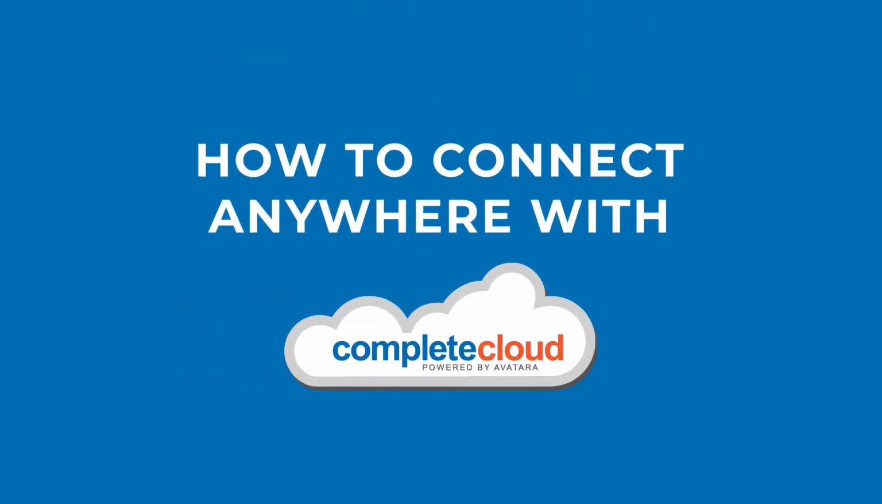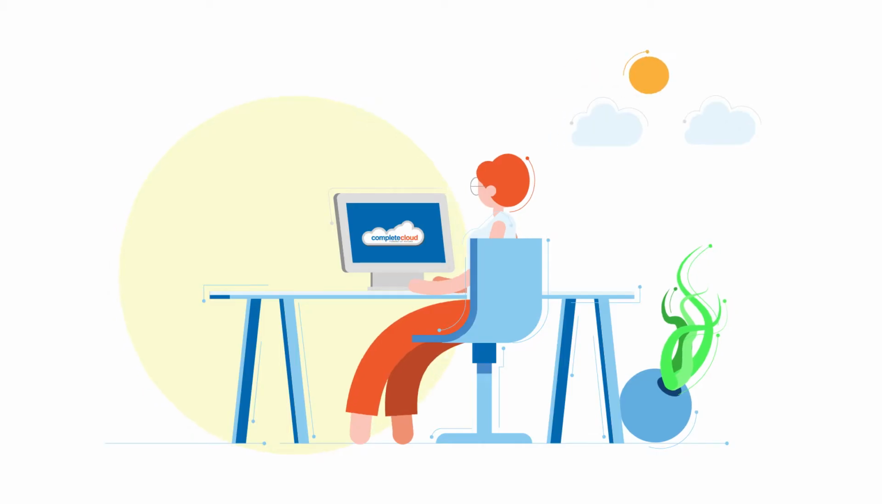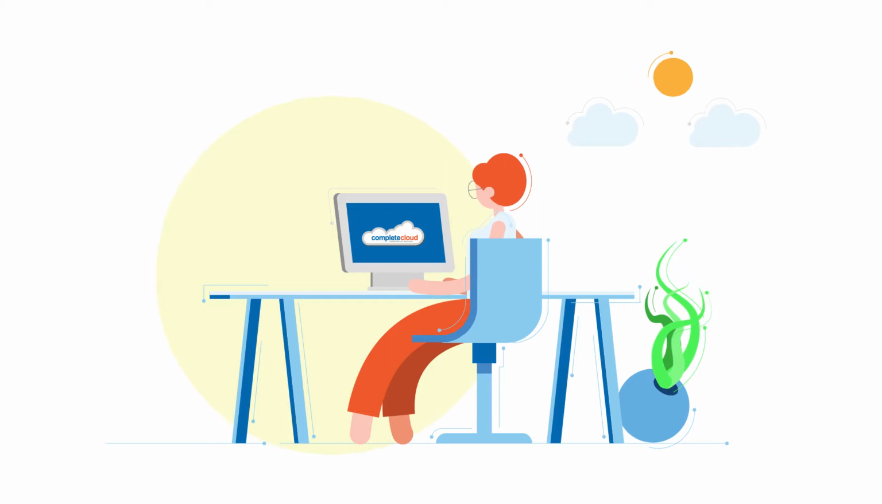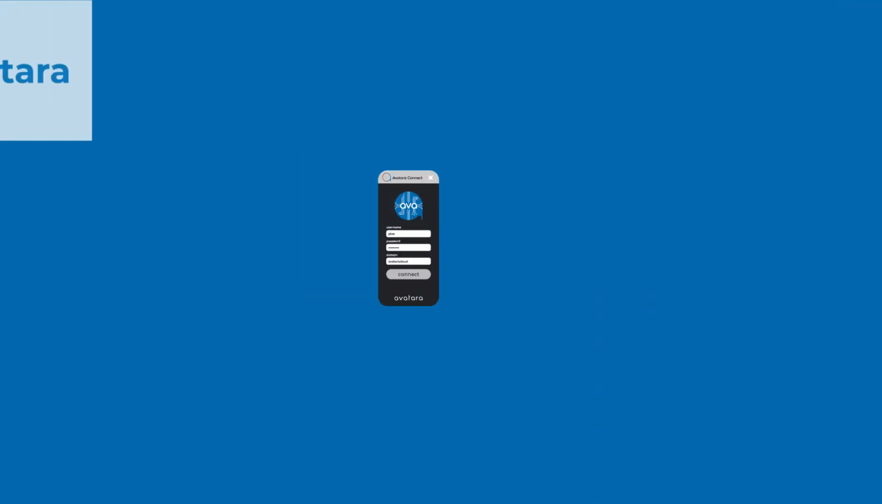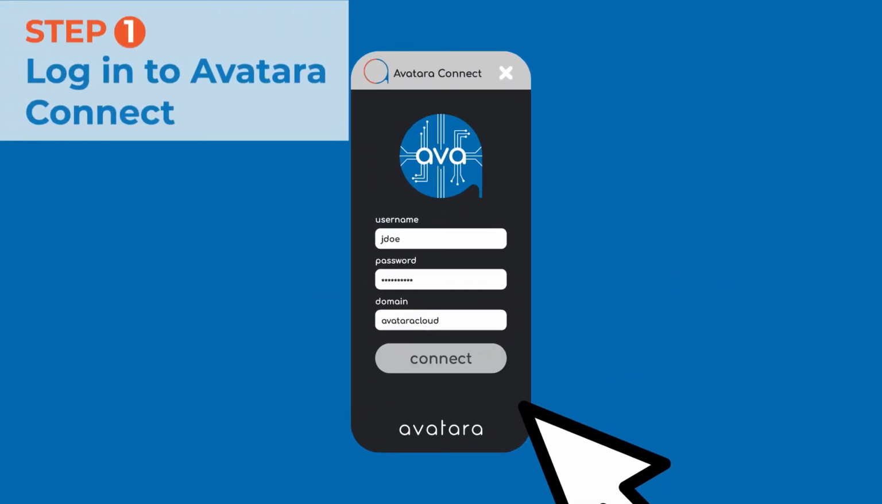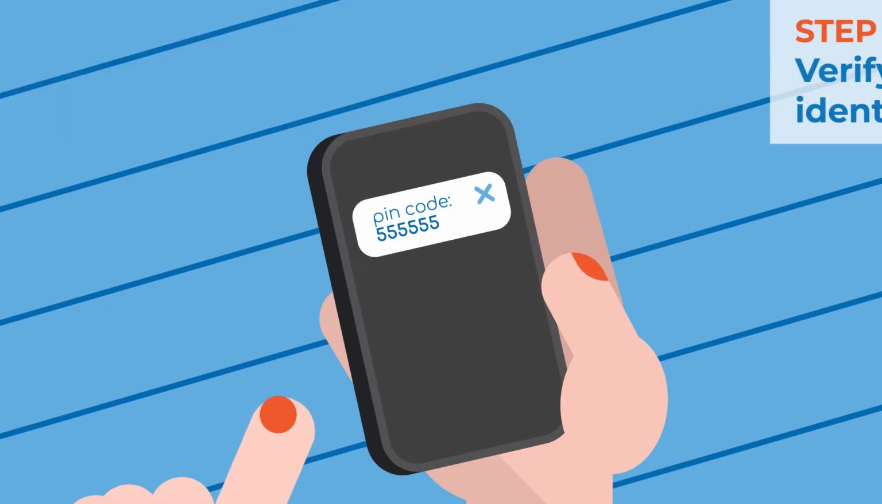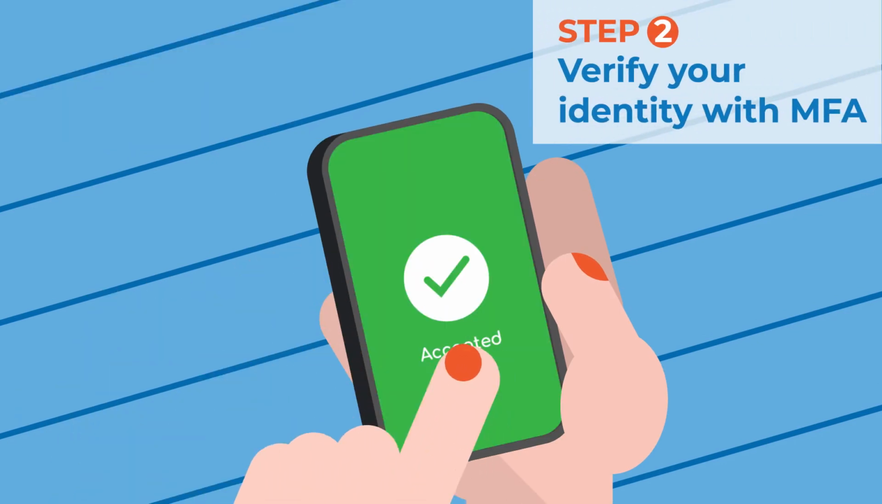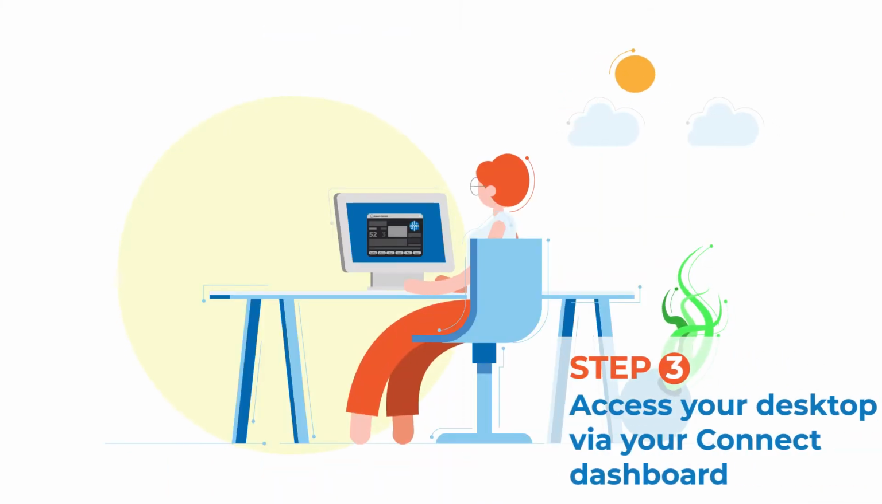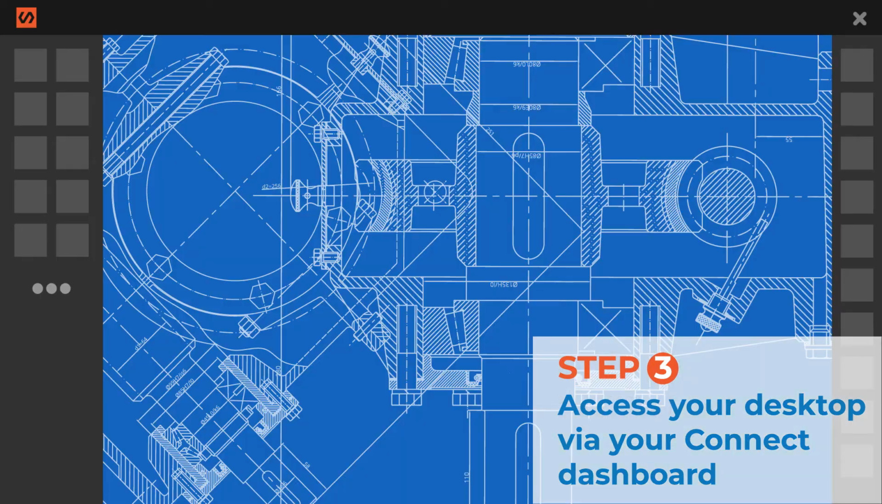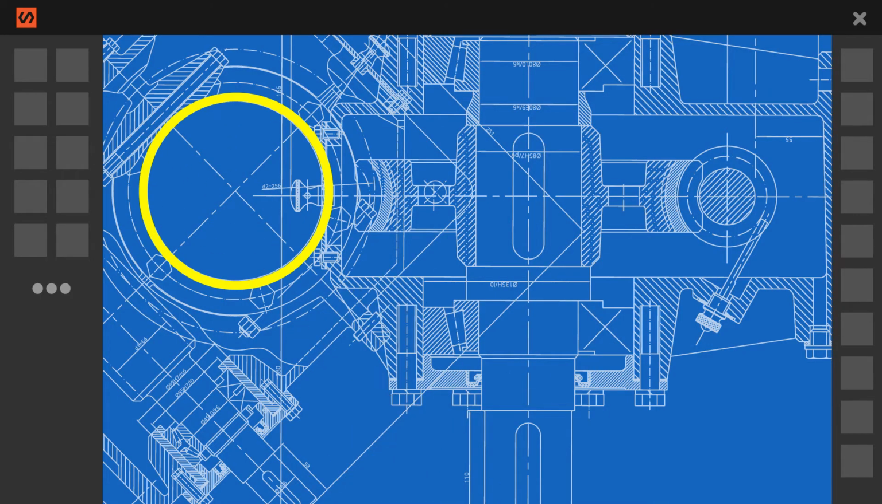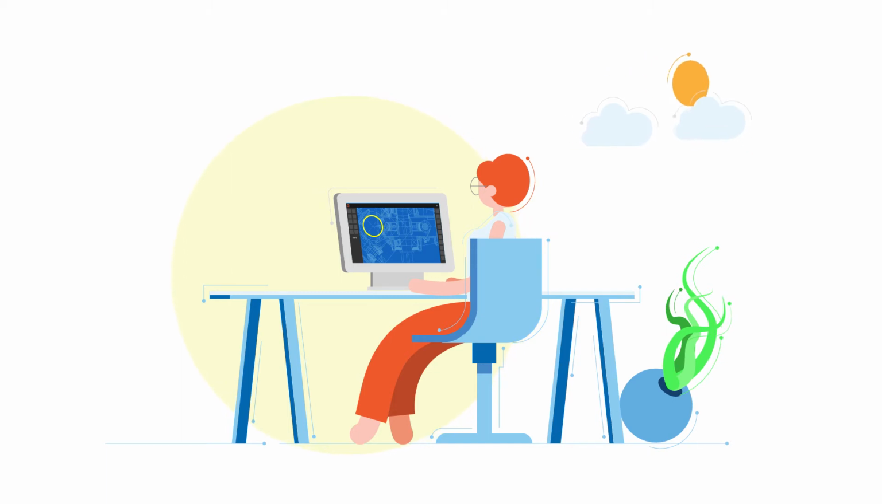How does remote work work with CompleteCloud? Connect to your virtual machine from anywhere in three easy steps. 1. Log into Avatara Connect. 2. Verify your identity with multi-factor authentication. And 3. Voila! Access your CompleteCloud desktop or any other feature on your Avatara Connect dashboard.